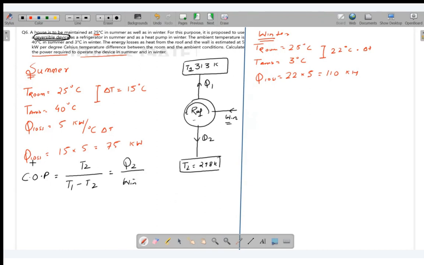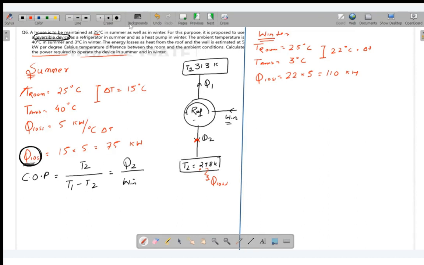Okay. So now you see, this is the energy that is lost from the room. So basically, this is your room here. This is your room, and energy is lost from the room. So whatever energy is lost from the room, where is it going? The energy lost as heat from the roof and wall of the room is estimated to be.